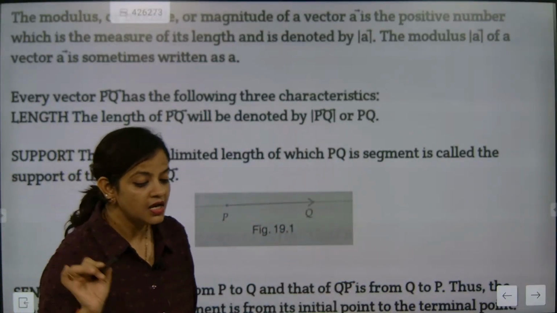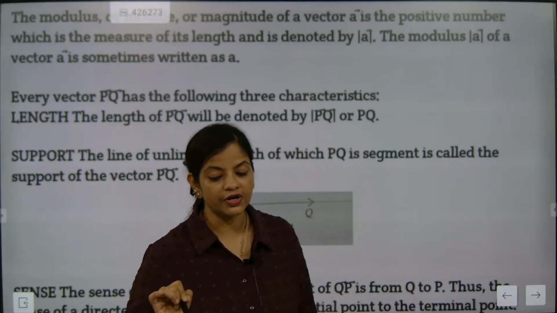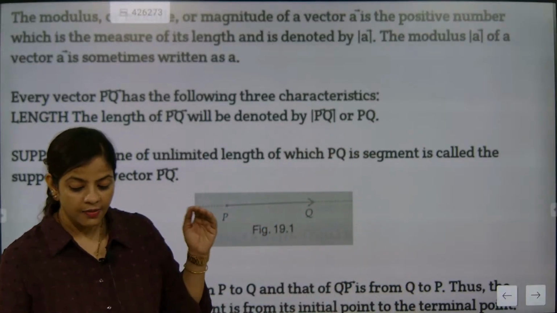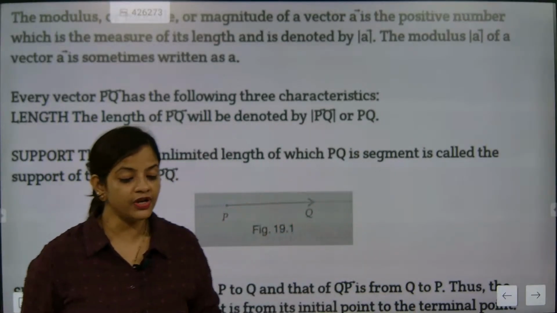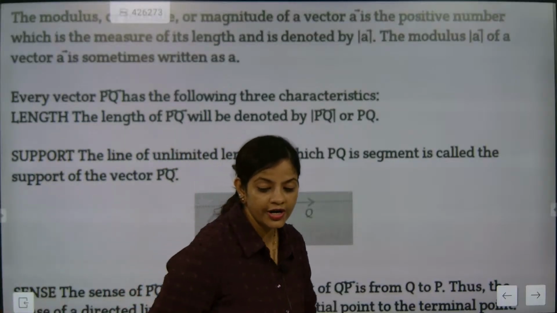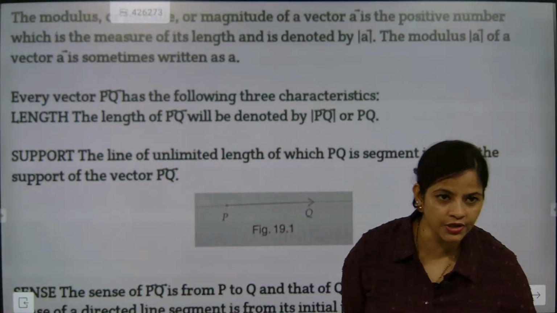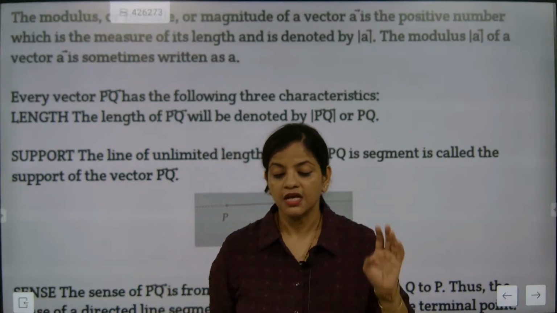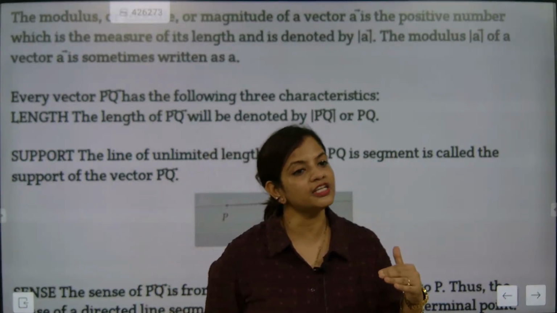Sanjana, good evening. Length, support and sense. What it is? Length, support and sense. The third point is, please remember this one. Every vectors will have exactly what point? Length, support, sense. What it is there, beta? Length, support, sense. Smriti, good evening. So what it is called as, beta?